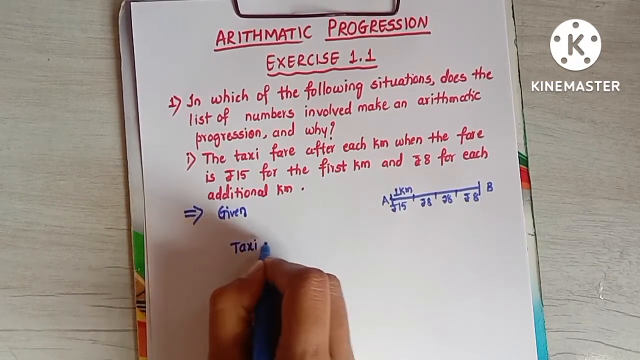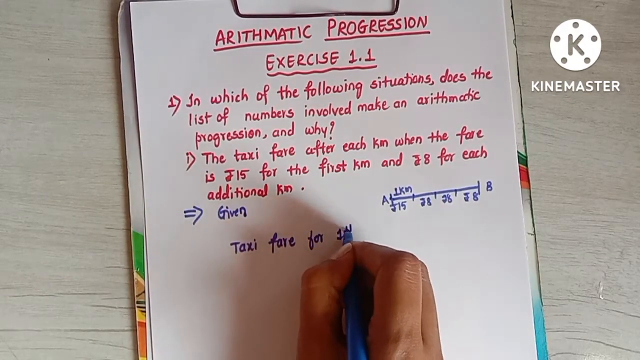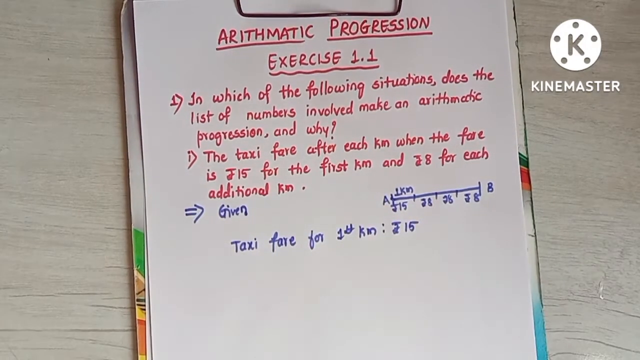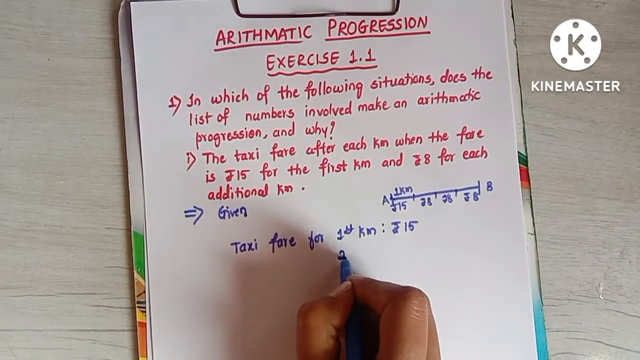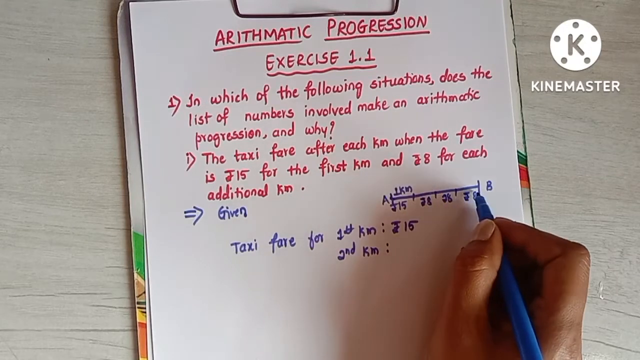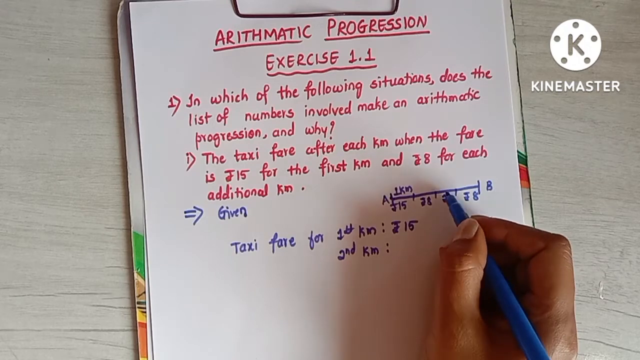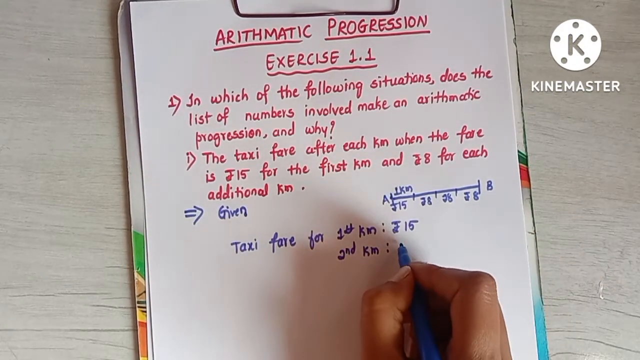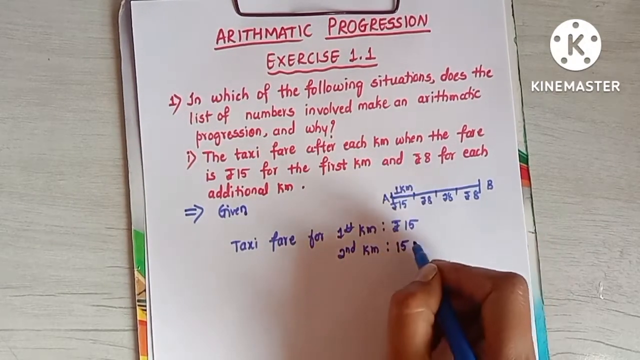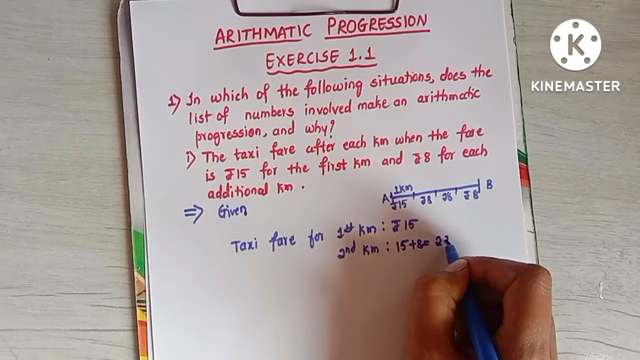Taxi fare for the first kilometer, which is rupees 15. And for the second kilometer, it increases by rupees 8. For each kilometer, it increases by rupees 8. So the first kilometer is rupees 15. For the next additional kilometer, this will be what? Plus 8. So 15 plus 8 is 23.